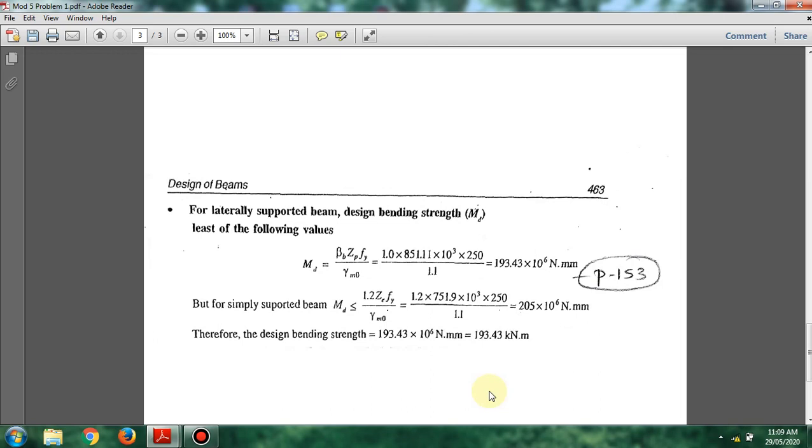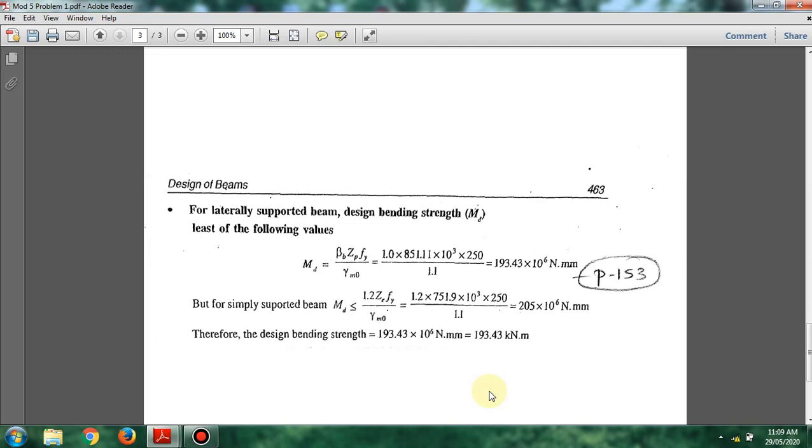For the simply supported beam, substitute 1.2 into 751.9 into 10 raised to 3 into 250 by 1.1. So it is 205 into 10 raised to 6 Newton mm. Whichever is the lesser will give the design bending strength. The lesser is this one, 193.43 into 10 raised to 6, which is the design bending strength of the beam. So this is a simple problem to find the design bending strength of a given beam.